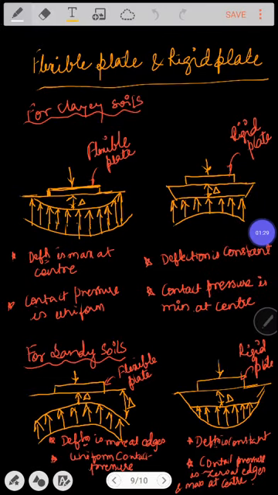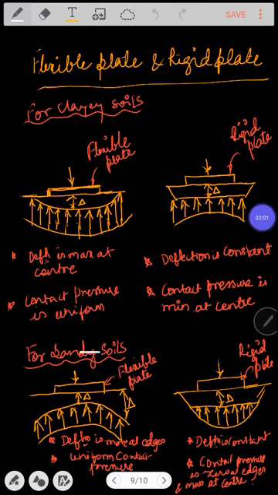So the two cases we have discussed are for the clay soil sample. The deflection is maximum at the center for the flexible plate, and the contact pressure is uniform throughout the soil mass for the clay soil. But if you compare the rigid plate, the deflection is constant throughout the section, whereas the contact pressure is minimum at the center and maximum at the edges.